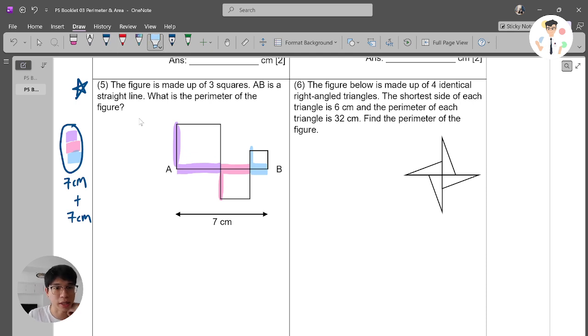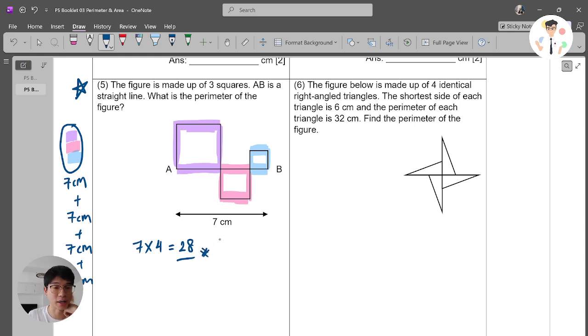Then now, let's look at the next one. I have another purple, another pink color, and another blue color. And that gives you another 7 cm. And let me just repeat this again. I have another purple color, another pink color, and another blue color. So again, I'll get another 7 cm. That basically tells you that the parameter of this figure is 7 times 4, which is 28.